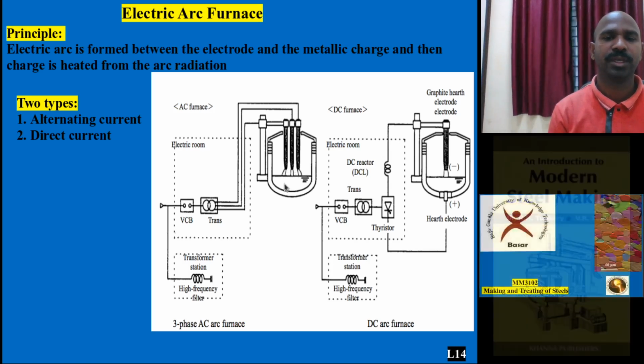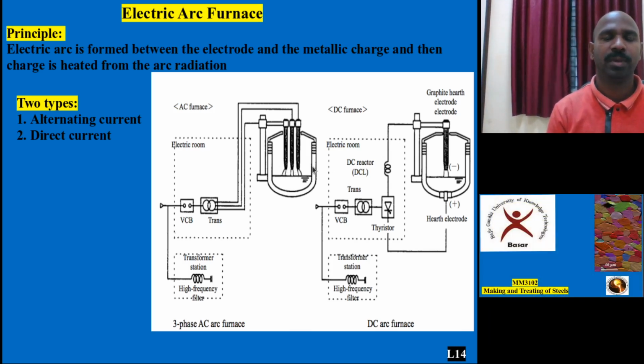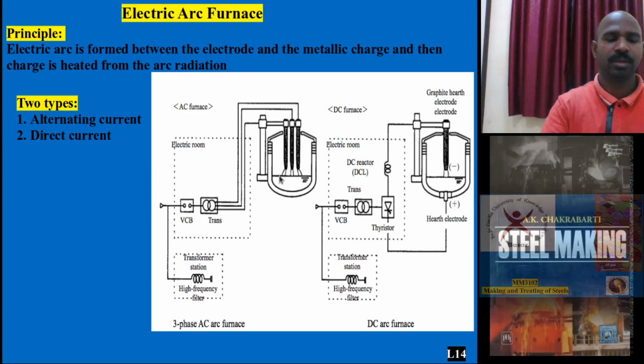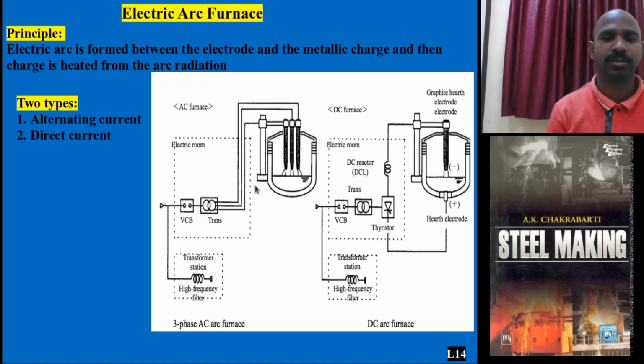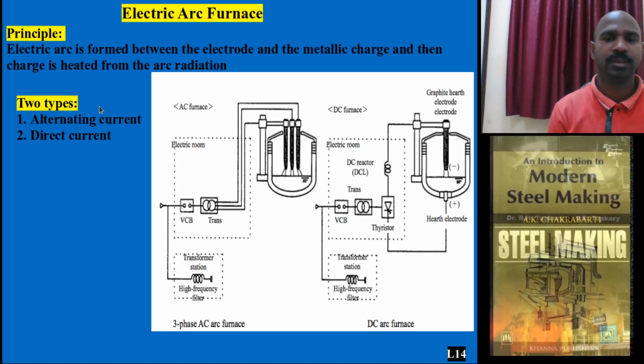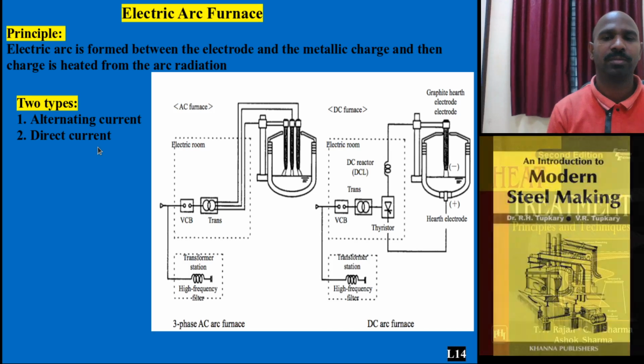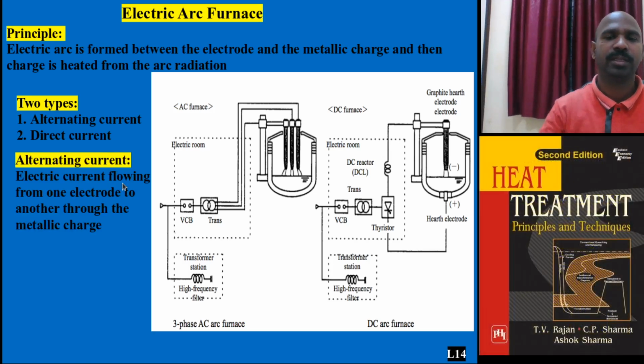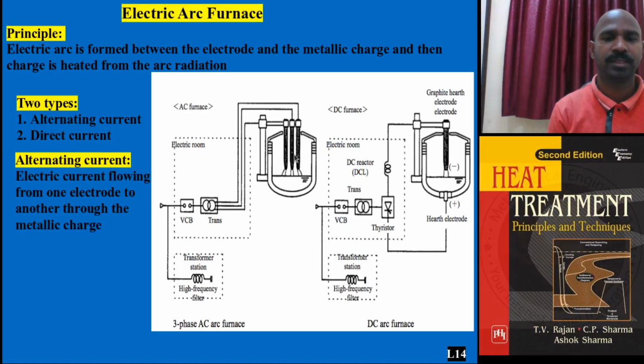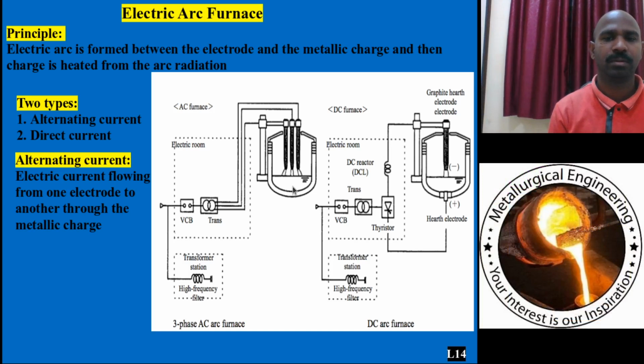After meltdown starts, the slag layer is removed from one side, and finally the hot metal steel is removed from another tap hole. There are two principles involved in this electric arc furnace route: one is alternating current based and the other is direct current based. The basic difference is that in the case of alternating current, the current flows from the electrode directly to the charge, and in between the radiation evolves.